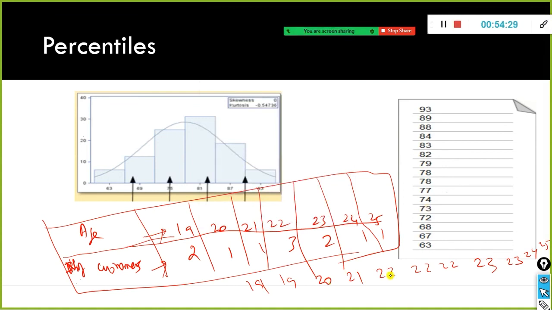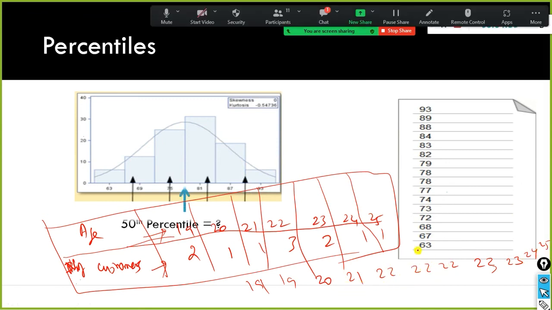Here we have 3, 6, 9, 10, 11, right? So here 5, and then after 5, this is the median, and just beneath this you can see this 20 is the Q1 and 23 is the Q3. Q1, Q2 and Q3. What is the IQR? 23 minus 20 equals 3. So this is your IQR.